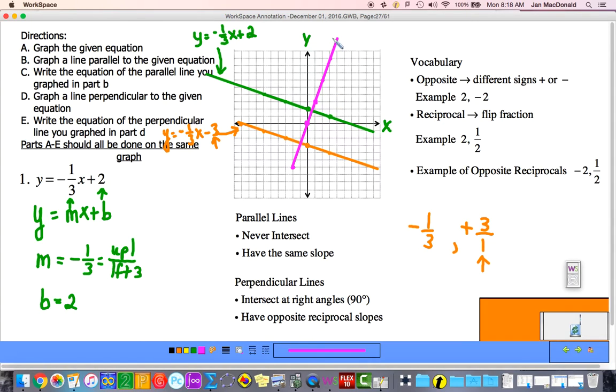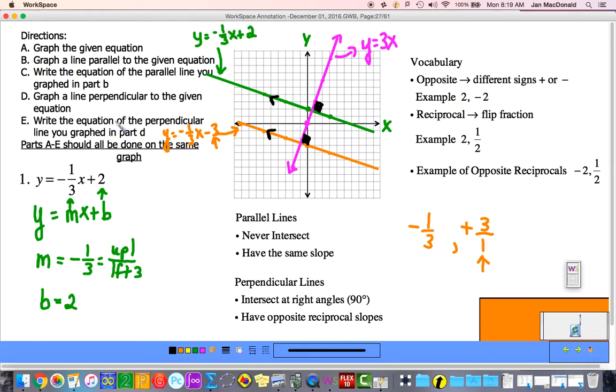And this graph here in pink, the equation of this line, which they ask us in part E, write the equation of the perpendicular line you graphed in part D, is y equals 3x plus 0. And I don't have to write plus 0, so I can just write y equals 3x. And you'll notice that there is a right angle here and a right angle here. And you'll also notice that these two lines are parallel to each other.